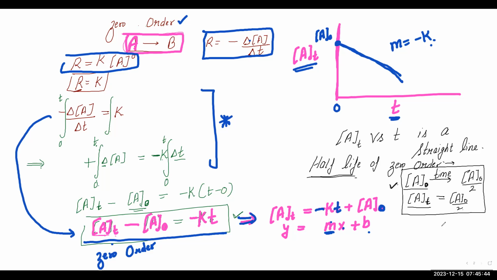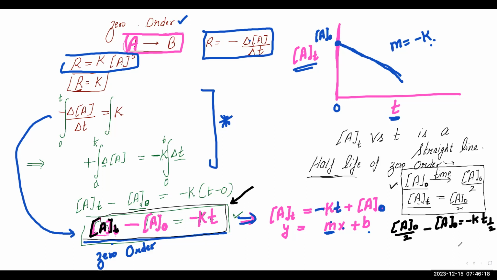Now what you have to do, you have to plug in this value in this equation. You can do it in this equation. What is 80? I'm plugging this in this equation, children. Here, I'm plugging in A naught over 2 and minus A naught is minus K.